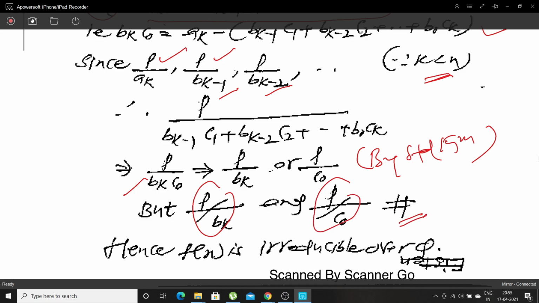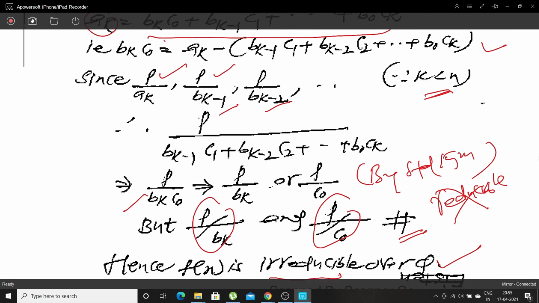That means our assumption is wrong. What was our assumption? Our assumption was that f is reducible. Therefore, it should be irreducible over what? The set of rational numbers. This completes the proof of the beautiful theorem.